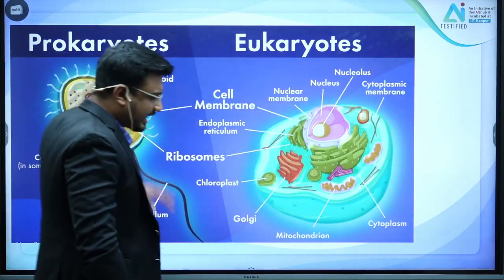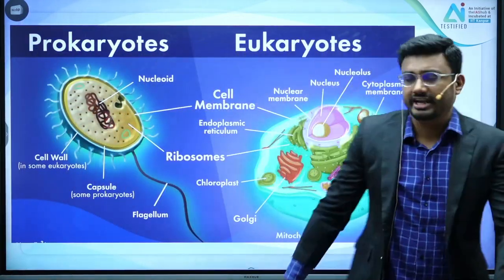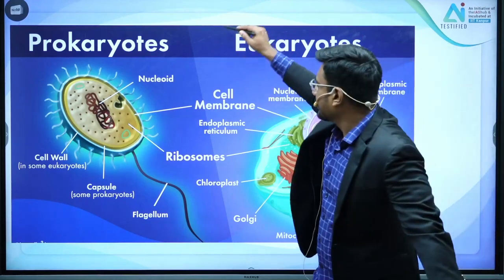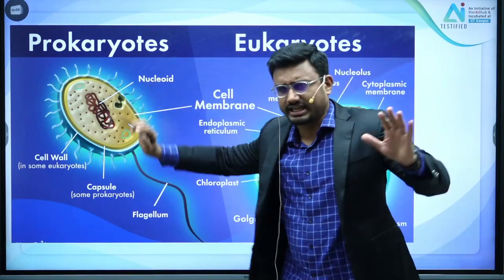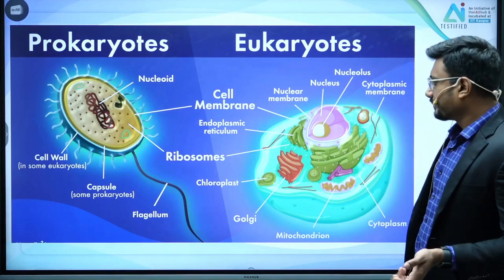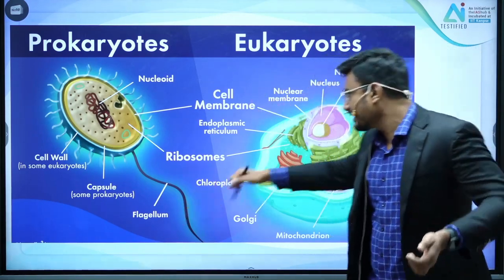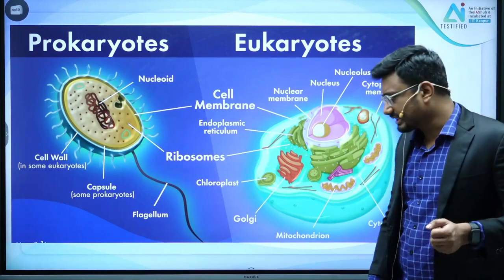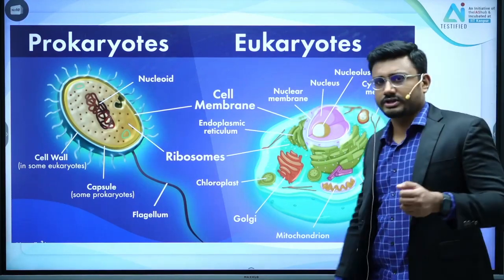This slide shows us the image of the prokaryotic cell. Here we can see that the prokaryotic cell is a basic type of cell, whereas eukaryotes have more features. Here we have a prokaryotic cell and here we have the eukaryotic cell. Now let's move on to the next slide.